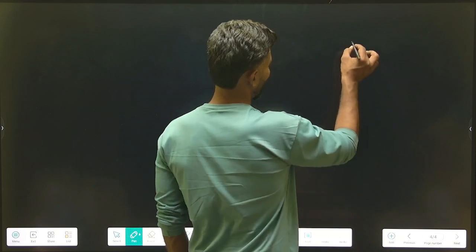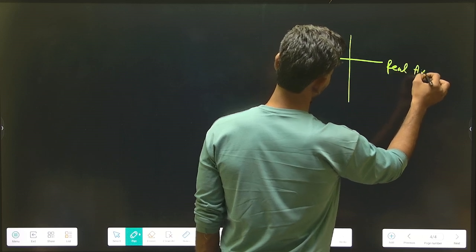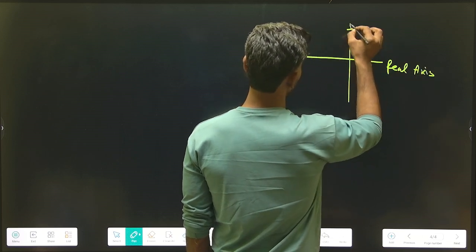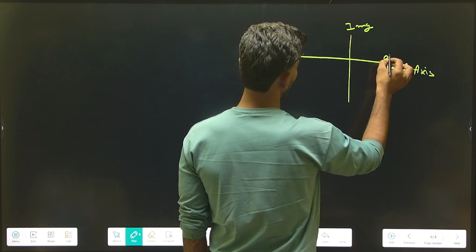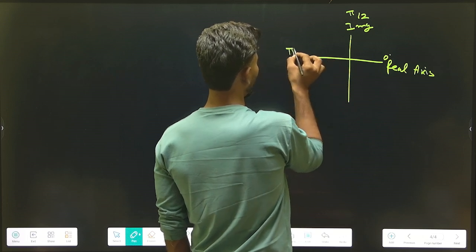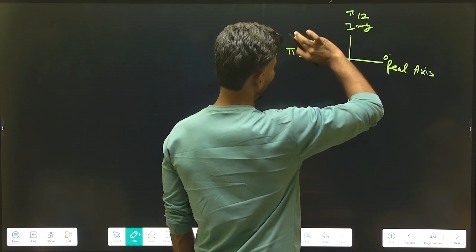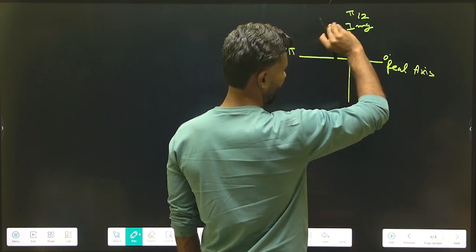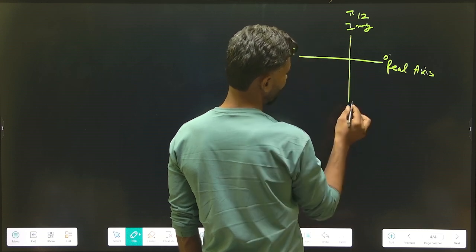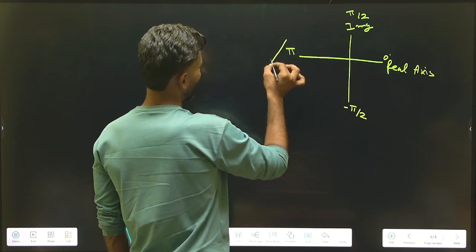So here are the quadrants, and this is the real axis, and the upper one is the imaginary axis. This is 0 degree, this is pi by 2, this is pi. If we are circulating like this, we are moving anti-clockwise. If we are moving in the direction of the clockwise, then it will be 0 degree, then minus pi by 2 and then minus pi.